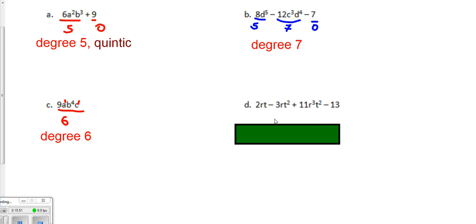For this last one, for D, I want you to pause the video and try this one on your own. Take a few seconds. Again, look at each term, look at each piece of this polynomial, add up the exponents of the variables, and find the degree of each term, and then say which term has the highest degree. That'll be the degree of the polynomial. So I want you to take a second, pause the video, and try it on your own.